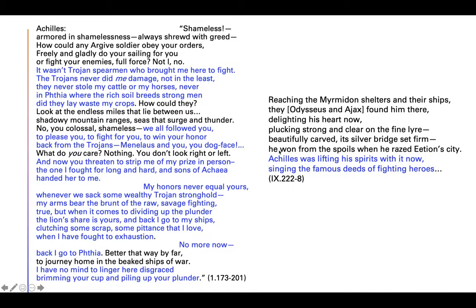So we get a feeling for Achilles here, like he is sort of the exploited worker, you know, whose employer is not treating him well. So he decides to withhold his labor so that his employer will suffer, basically.